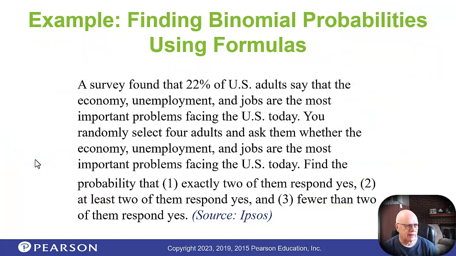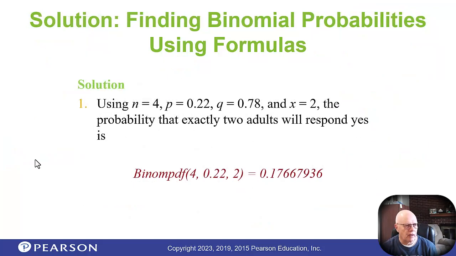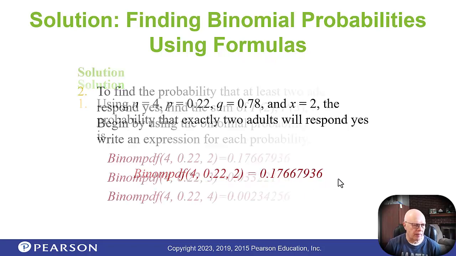So let's take a look at this. For part 1, it was exactly 2. That's why we use binomial PDF. There's the number of trials, the probability, and exactly 2. And there's our probability. Try it on your calculator. Get familiar with going various places on your calculator. Try it yourself. Make sure this is exactly what you see on the screen.